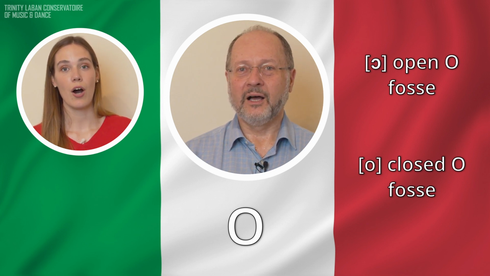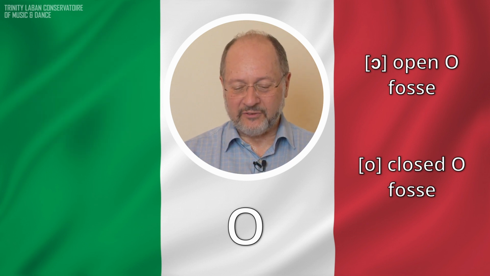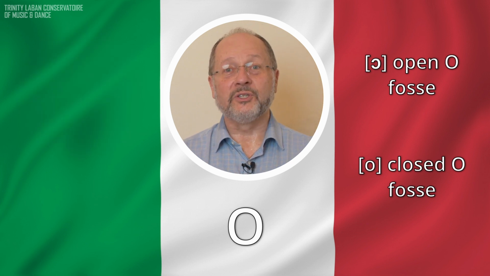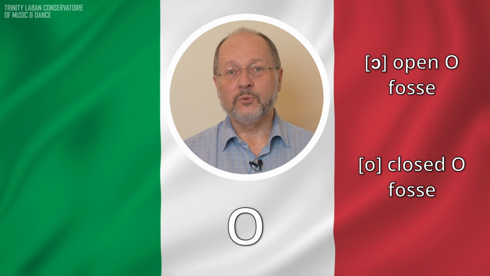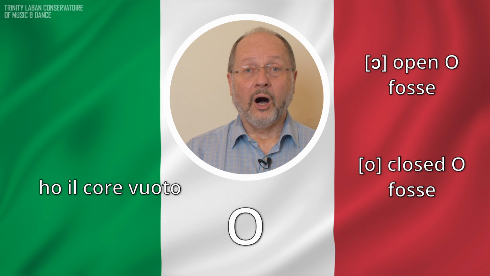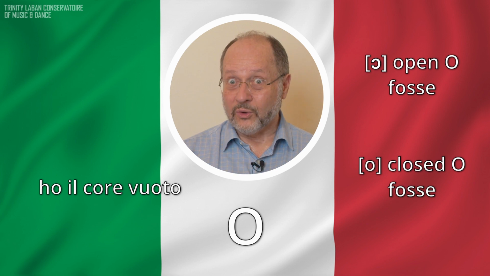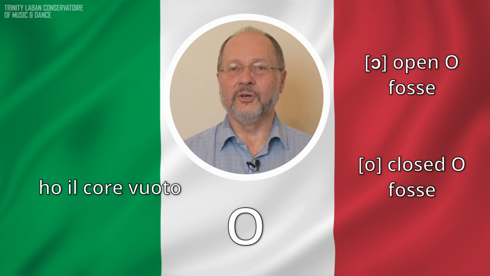A, O, O. Lovely. So if we gave an example of a phrase with an open O, it would be something like Ho il cuore vuoto. Now, there's a bit of a trick in there because the final O of vuoto is closed, but all the other O are open.